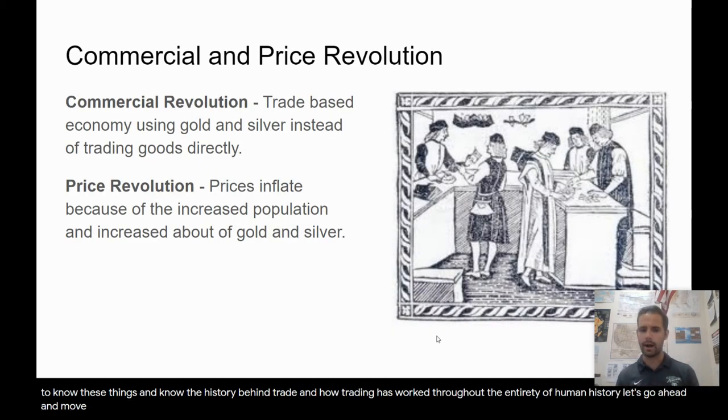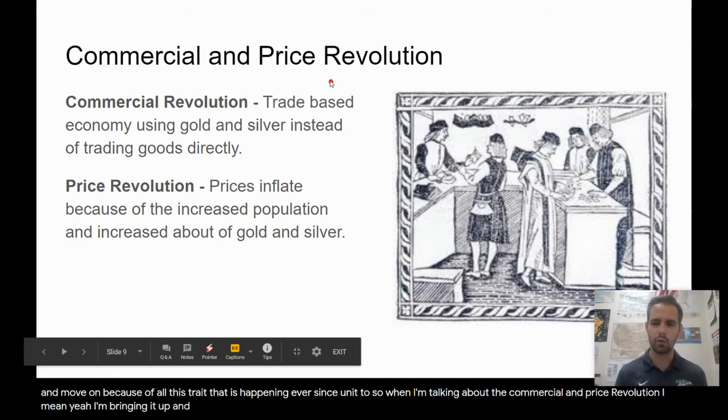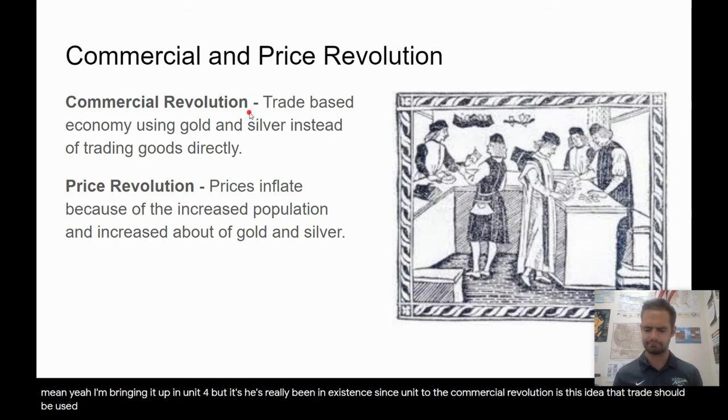Let's go ahead and move on because of all of this trade that is happening ever since Unit 2. So when I'm talking about the commercial and price revolution, I mean, yeah, I'm bringing it up in Unit 4, but it's really been in existence since Unit 2. The commercial revolution is this idea that trade should be used based on gold and silver. So the idea is that you buy goods directly.